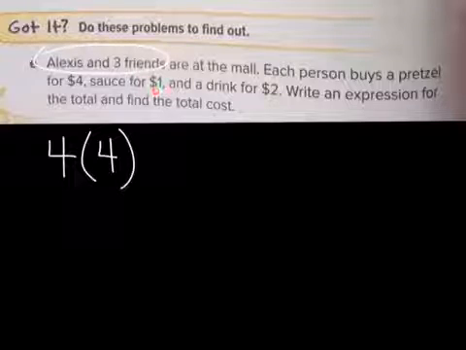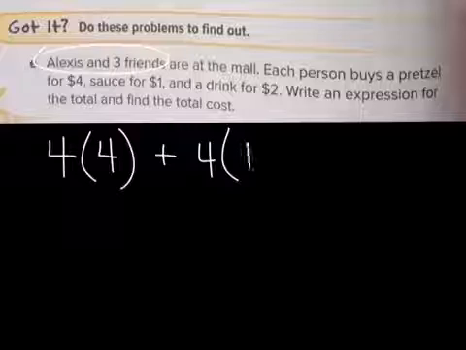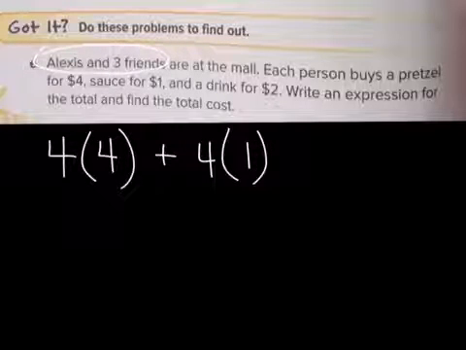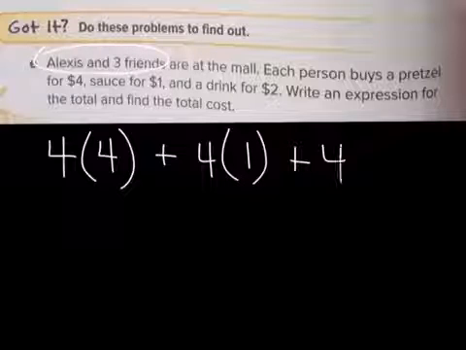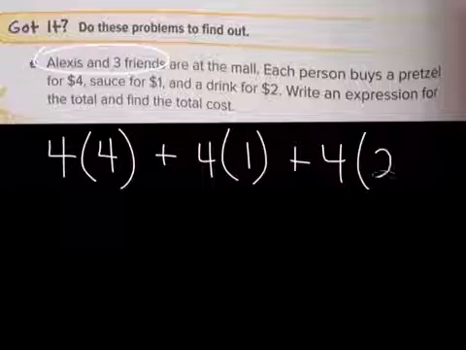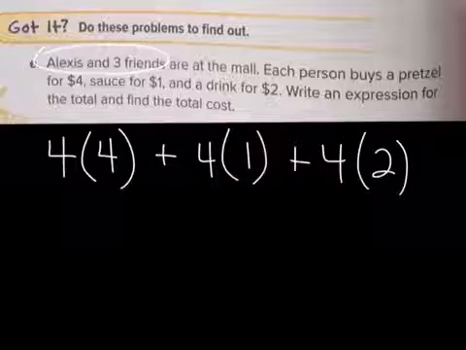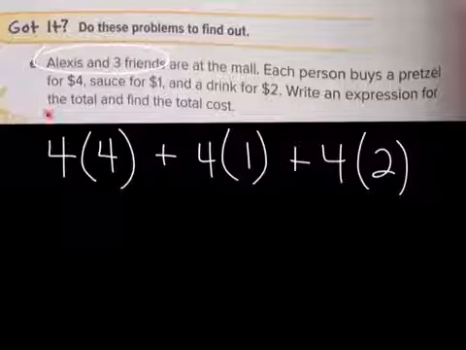Sauce for $1. So they're each buying a sauce for $1. So all 4 of them are also buying one sauce for $1. And a drink for $2, and all four of them also bought a drink, right? Write an expression for the total and find the total cost.